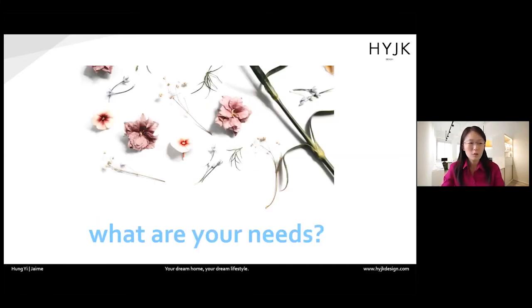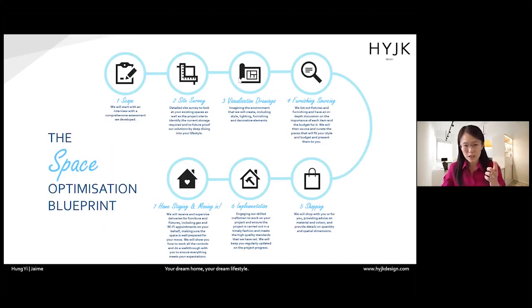Okay, so very importantly, we want to ask you, when you are selecting materials, what are your needs? It's different for everyone, for every household. So maybe quartz would suit a particular household, but not another household. So what are your needs? Okay, so for us, like I mentioned, we have a space optimization blueprint. The first thing that you would do when you're doing a renovation is to start with your scope. What is your lifestyle?